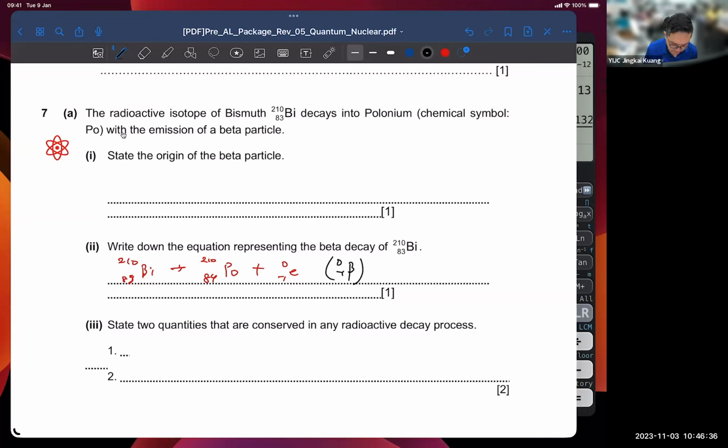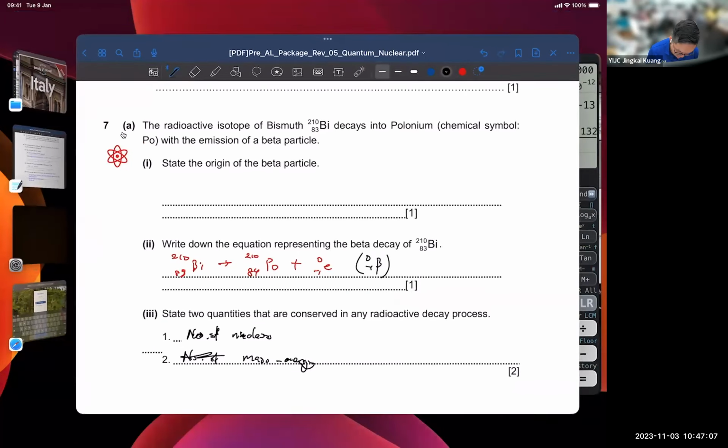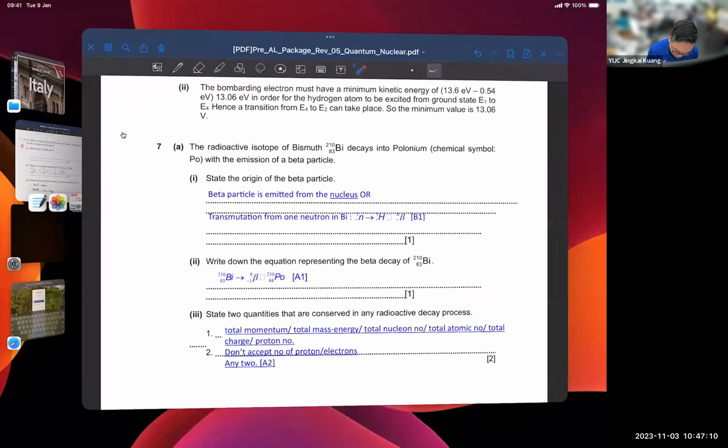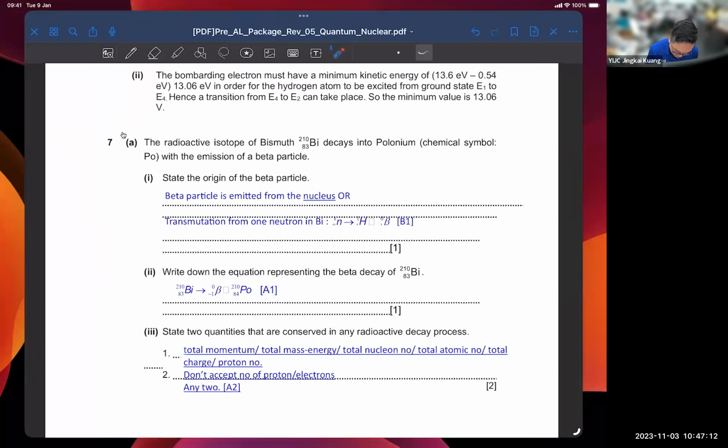State two quantities that are conserved in any radioactive decay process. Nucleon number. So number of nucleons. That's one. Okay, next, mass energy. So two things I think. I will check the answer for this one. Total momentum, yeah. Total momentum, total mass energy, nucleon number, total atomic number are all the same.